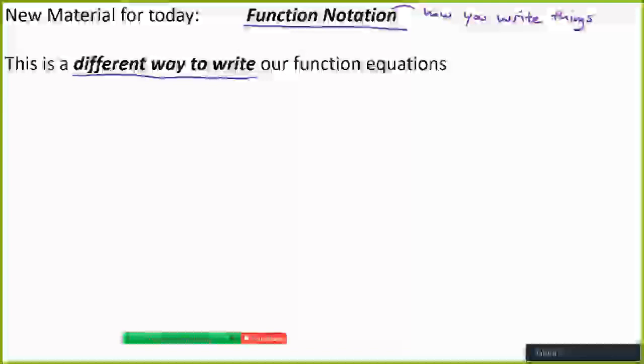So our old way, let's see, I had an example, but I think I lost it right before class. So I'm going to make one up. An old way to write a function equation would be y equals, we'll say 5x plus 3. Okay, so this is an example. I'm just making it up. There are lots of different function equations, but here's one. And this is our old way, y equals 5x plus 3.